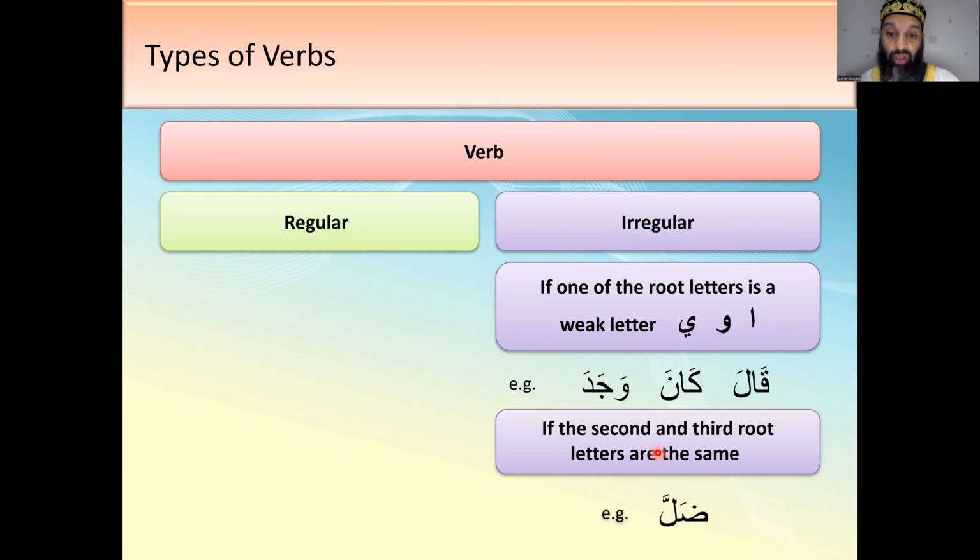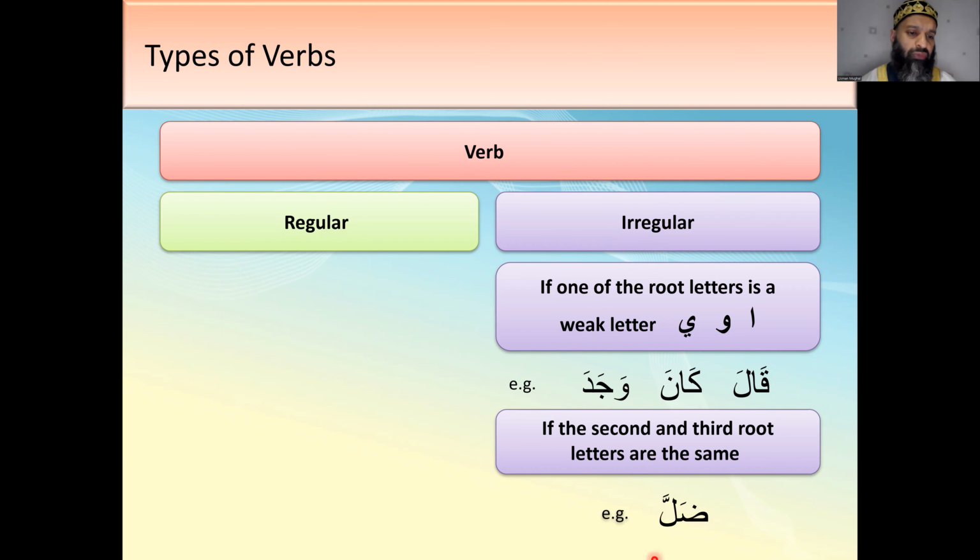irregular. And the other way to tell is if the second and the third root letters are the same. So this one is really dad, lam, and lam again. The reason why you see one lam there is because there's a shadda there. That shadda basically means lam twice. So put a shadda there and one lam there, but it's really dad, lam, lam. Dalla, you know, dalin, it's that verb from there.